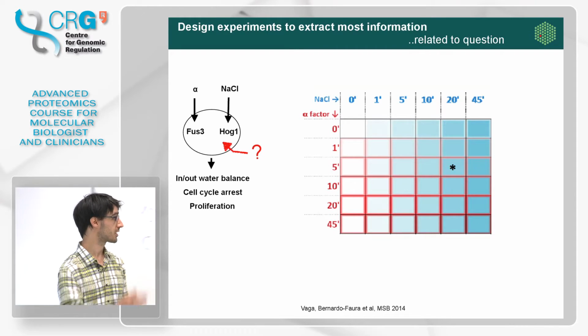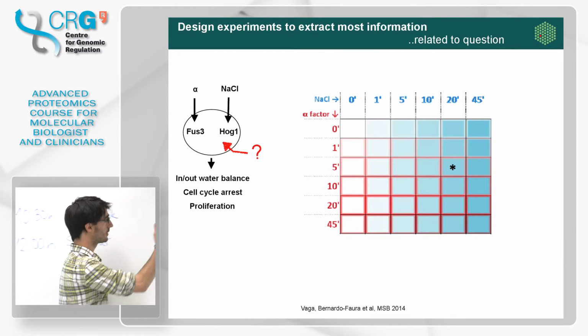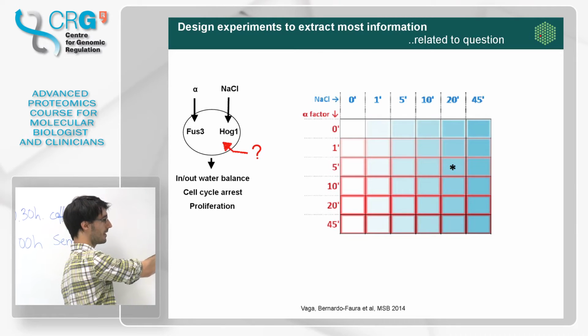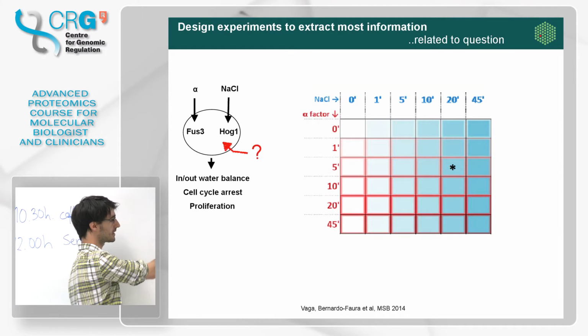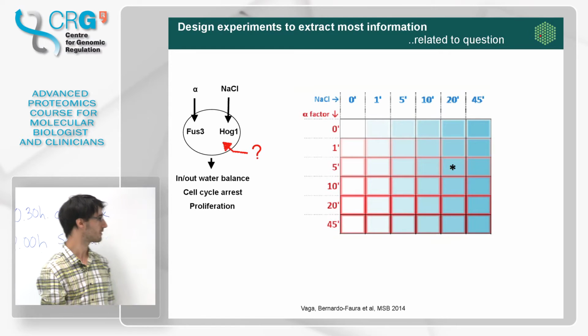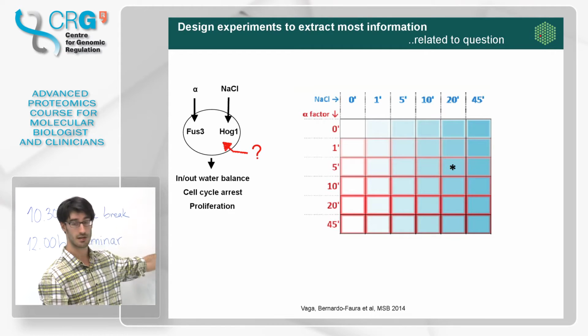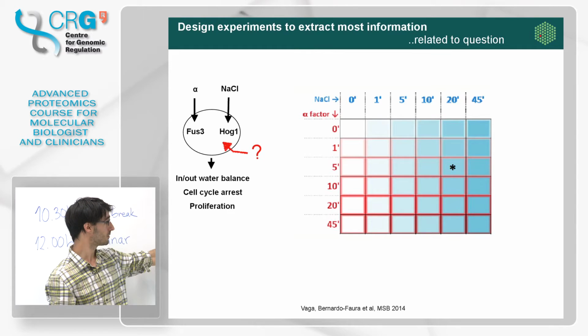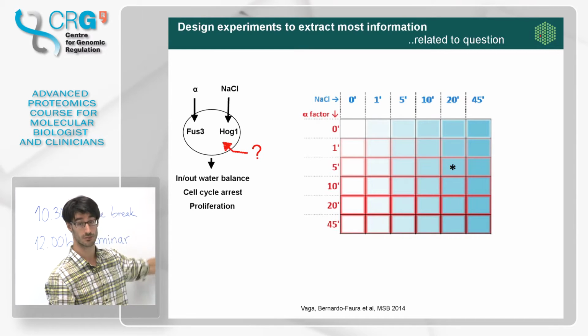If you use a mating pheromone, for example an alpha pheromone, you're going to see that signaling is mediated by a lot of proteins, one of them Fus3, which is an analog of a MAP kinase in human. And then what this leads to is proliferation.